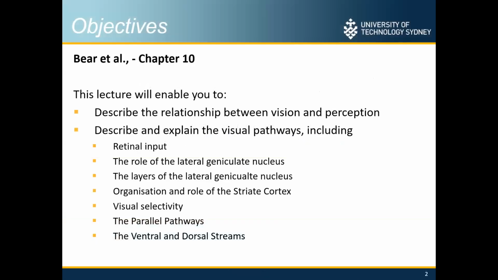Just to go through the different objectives that we have for the first part of this session. We'll describe the relationship between vision and perception, describe and explain the visual pathways, including the retinal input, the role of the lateral geniculate nucleus, abbreviated to LGN, the layers and organization of the lateral geniculate nucleus, the role of the striate cortex, visual selectivity, the parallel pathways, and the ventral and dorsal streams as well.